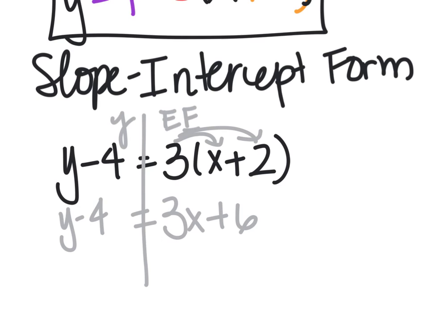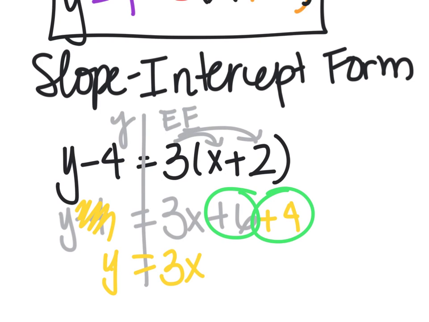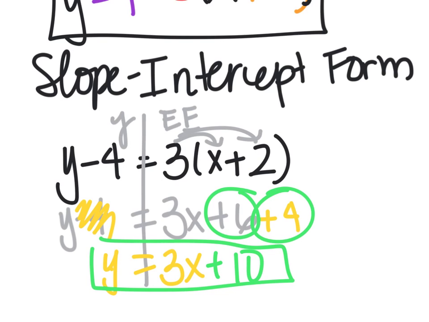Well, now I notice that this minus 4 here is on the wrong side of the line, so I'm going to make it a plus 4 on the right side, and it's gone from the left side. So I get y equals 3x. I can combine this plus 6 and this plus 4 because they are both whole numbers, they're both constants, and I get plus 10. So my equation is y equals 3x plus 10.